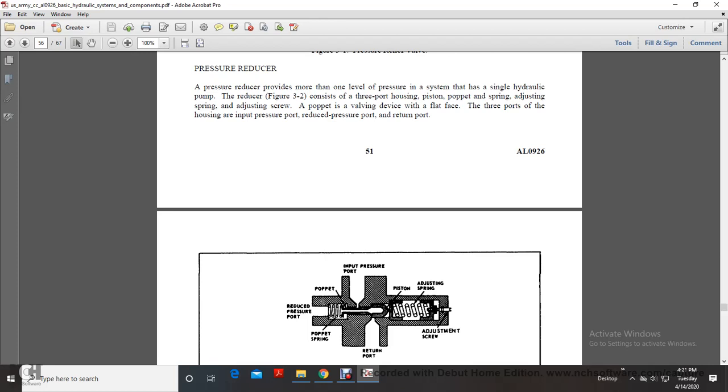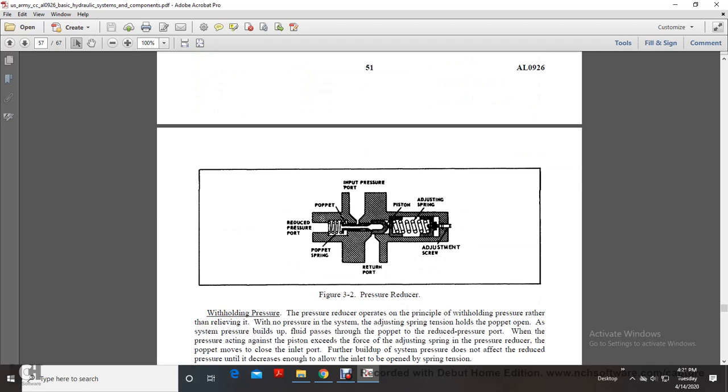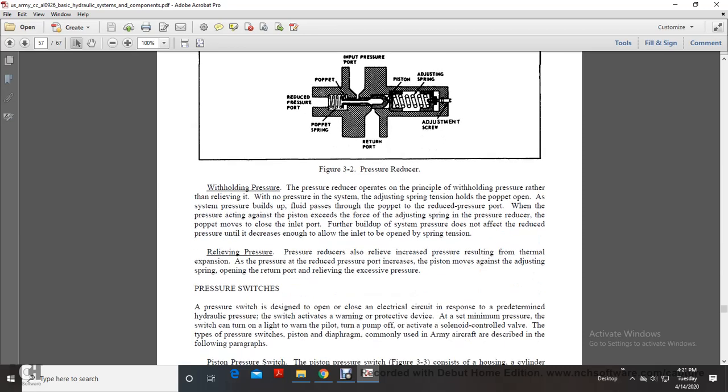Alright, Figure 2.3.2, pressure reducer, shows the input pressure port with a piston, adjusting screw, and then the return port, poppet, spring, poppet, reduced pressure port. The pressure reducer operates on the principle of withholding pressure rather than relieving it. With no pressure in the system, the adjusting spring tension holds the poppet open.